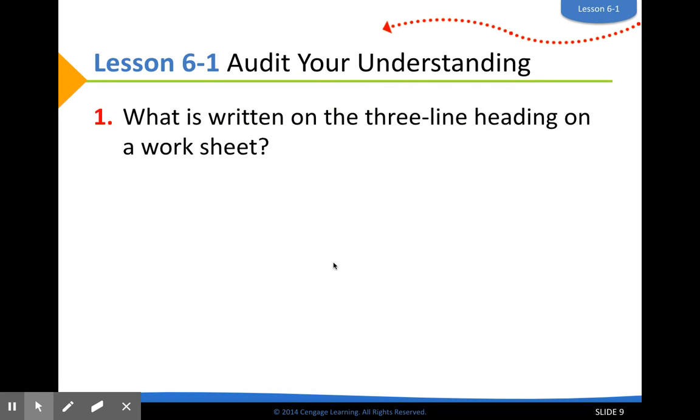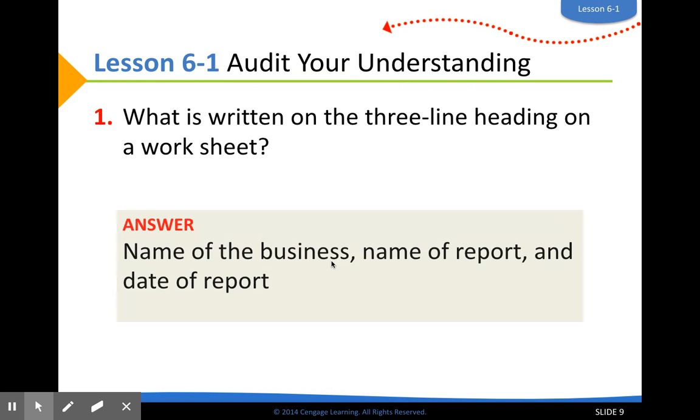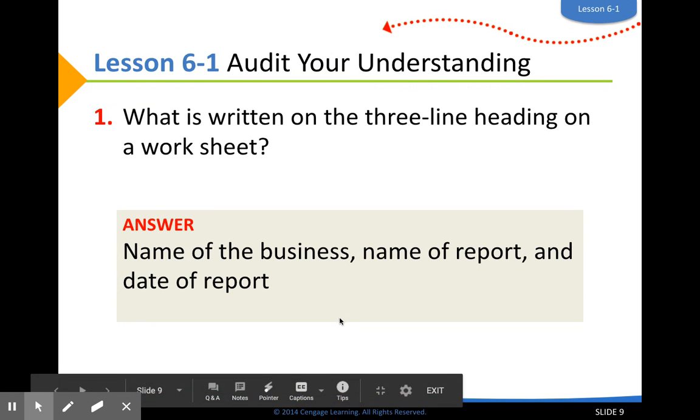Couple of questions here at the back of your packet. I would go through and write down these answers and then check yourself with the slides. So what is written on the 3-line heading of a worksheet? Name of the company, name of the report, and the date of the report.